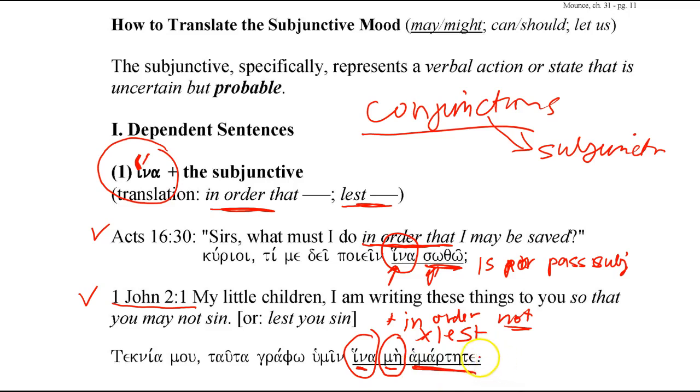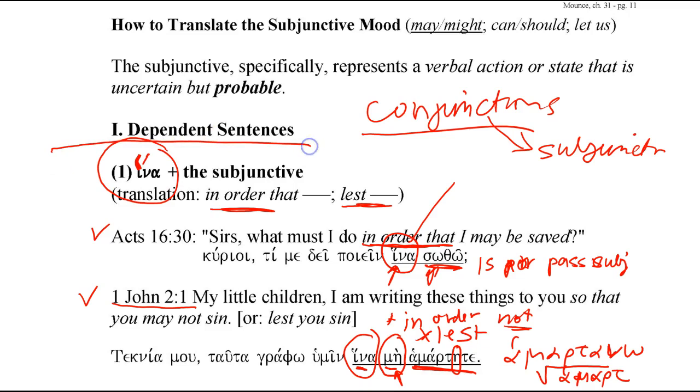hamartano as a subjunctive. So this gives it away, and this is the verb for sin. This comes from hamartano, and then its verbal root from which the aorist is based is hamart. And so the lest translation can only be used when there's a negative particle. Otherwise, you're going to translate hina as in order that. So one use of the subjunctive mood is it can be used in dependent clauses or sentences where a specific conjunction is being used. We went over what happens when we use the word hina.